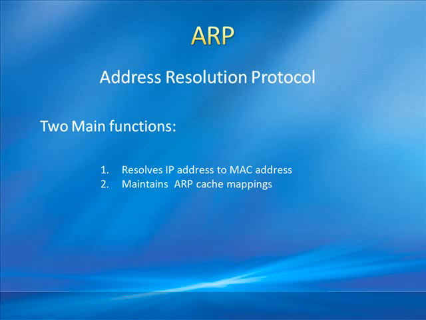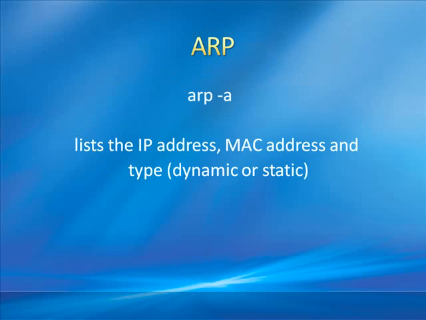Every host on a TCP network maintains an ARP cache. This is important because communications will not happen unless MAC addresses from the sender and receiver match up. If the address is not in the table, ARP will send a broadcast to everyone on the network to try to find it. You can use the ARP command prompt utility to display the ARP cache, and it will list the internet address, the MAC address or the physical address, and the type, whether it's dynamic or static.